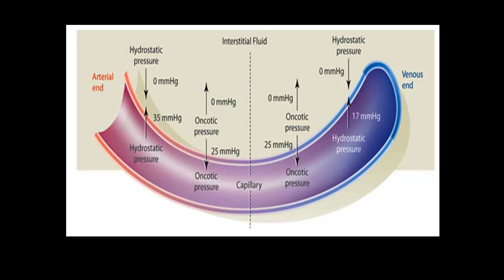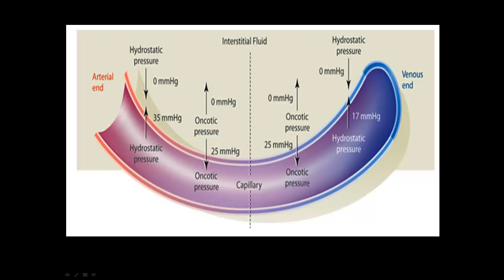I like this next picture because it gives you an idea as to what's happening with the pressures in the capillary. So we're way down at the capillary level there, and if you look at the hydrostatic pressure, it's about 35. What we're talking about here literally is the blood pressure. So when you take your blood pressure out there in your arm and you find you have a blood pressure of 120 over 80, that's the blood pressure up there in your arm. But by the time we get all the way down to the tissue that's being perfused, the hydrostatic pressure is going to be only about 35 millimeters of mercury.